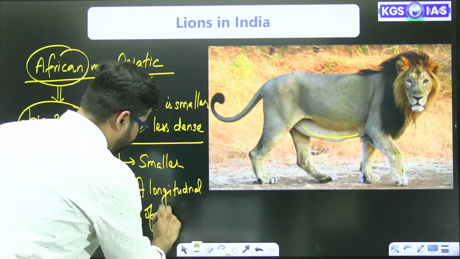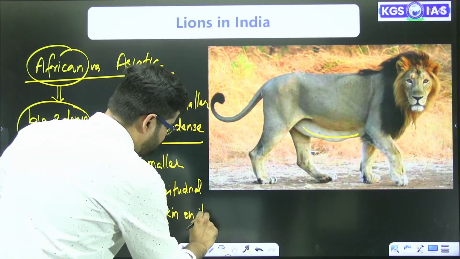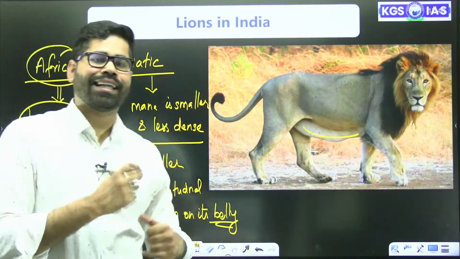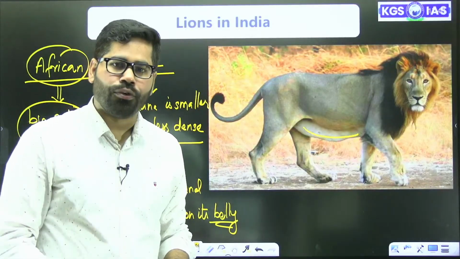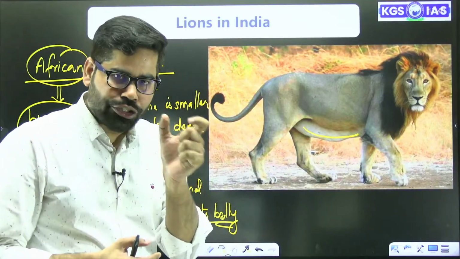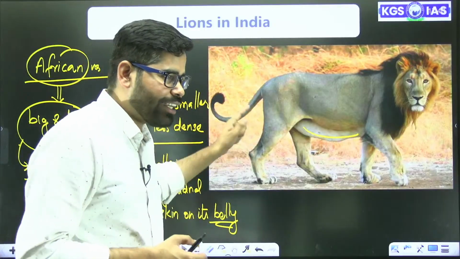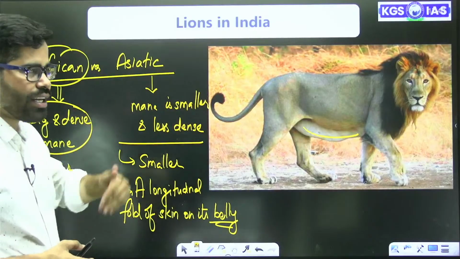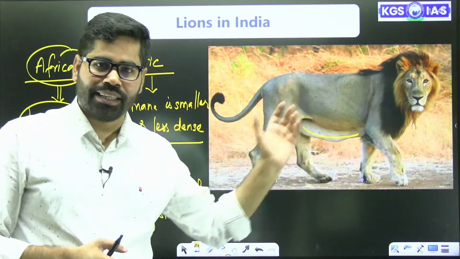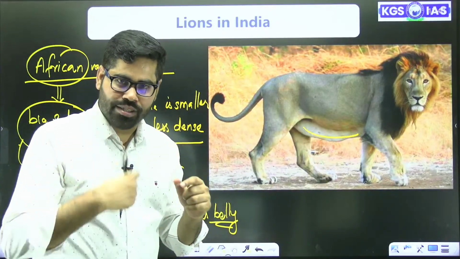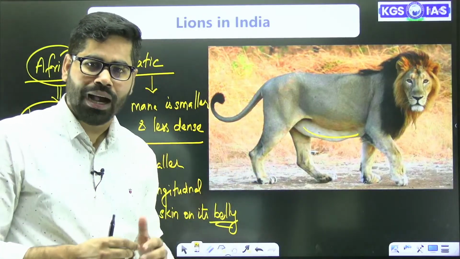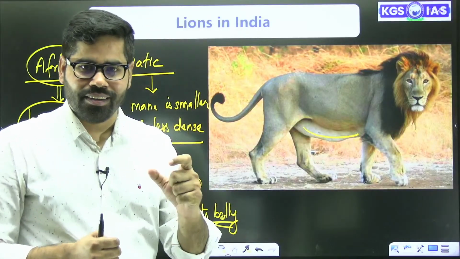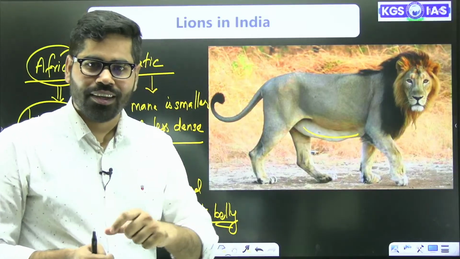A longitudinal fold of skin on its belly. So that is one thing which we see in case of Asiatic lion, that they have a longitudinal fold of skin on their belly. So that is one thing, like they have this one extra identity. It is like their Aadhaar card, that they have this extra fold, so they can be differentiated from African lion and Asiatic lion. This extra fold of skin on their belly, that is one good part.